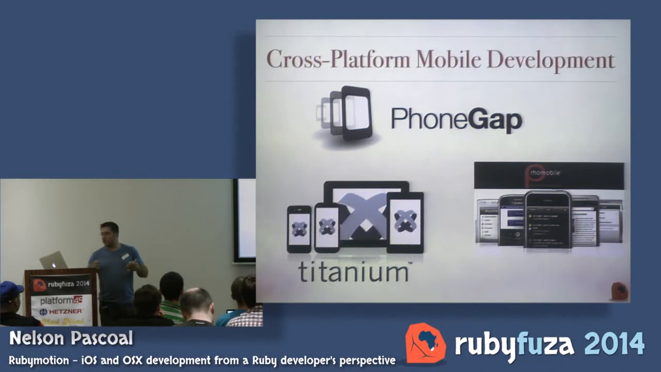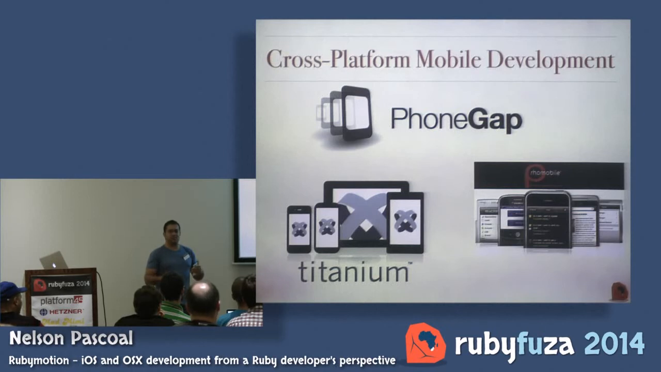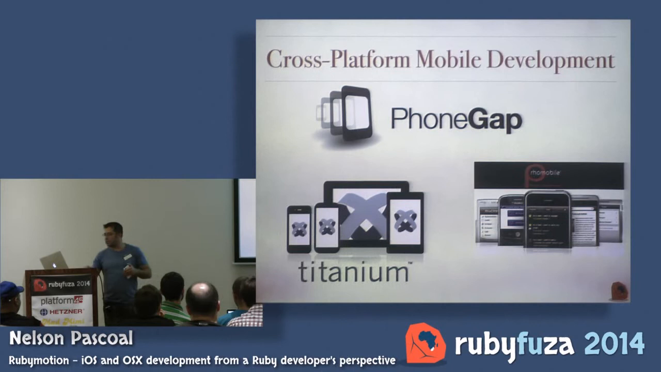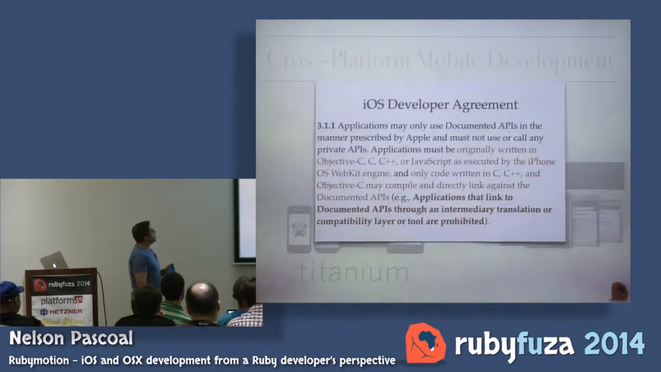The other thing you might be thinking about is, hang on a minute, what about the App Store, right? They can be quite strict about the rules around how your apps should act and what you're allowed to use and what you're not allowed to use. There was quite an interesting incident around the release of iOS 6. Basically, the guys at Apple tried to put this clause into the iOS developer agreement. The bold section at the end there is the relevant part: applications that link to documented APIs through an intermediary translation or compatibility layer or tool are prohibited. They tried to sneak that in there, which pretty much means that they would have free rein as far as whether they wanted your app on the App Store or not.